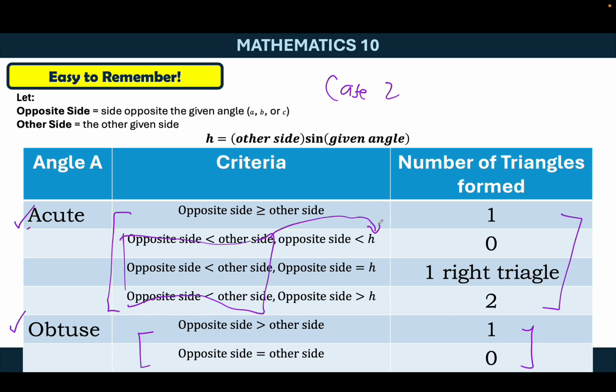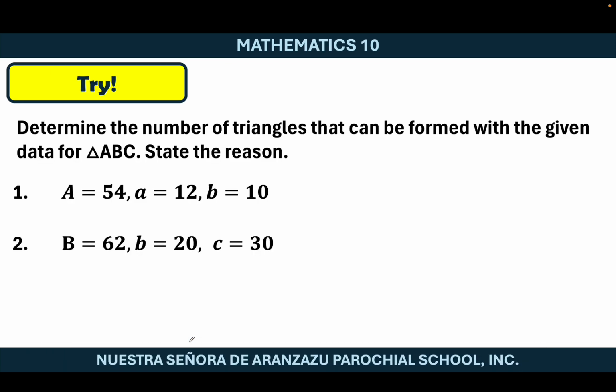Okay, kukunin nyo yung height. So, alamin nyo yung value ni height. Then, saka nyo i-compare. Dito naman kayo titingin sa pangalawa. Opposite side, i-compare nyo kay height. Then, kapag obtuse, mata-mata na lang yan. Di nyo na yan kailangan i-solve. Compare nyo na lang yung dalawang given na side. The opposite side and the other side.